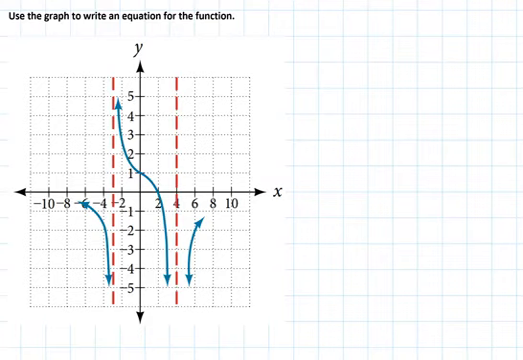Let's take a look at using a graph to write an equation for a rational function. We've been dealing with rational functions from here on out, so you recognize what's happening with behavior around asymptotes and such. What I like to do is start off with what I know for sure just by looking at the graph. If there's nothing else indicated, I won't be able to tell any other information. So let's take a look.